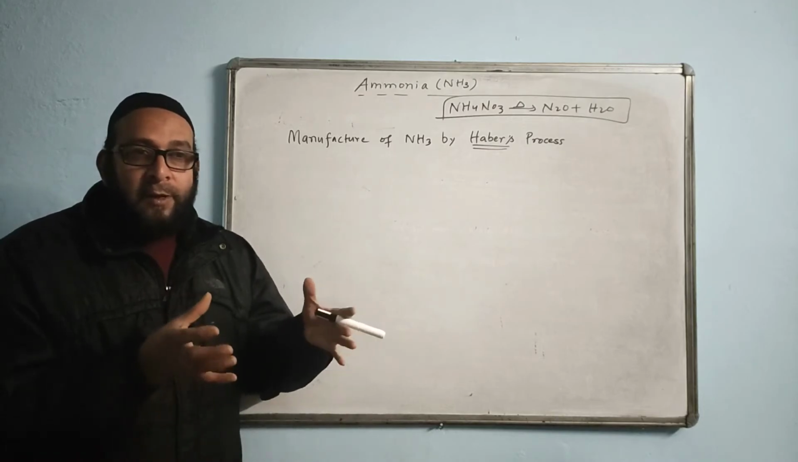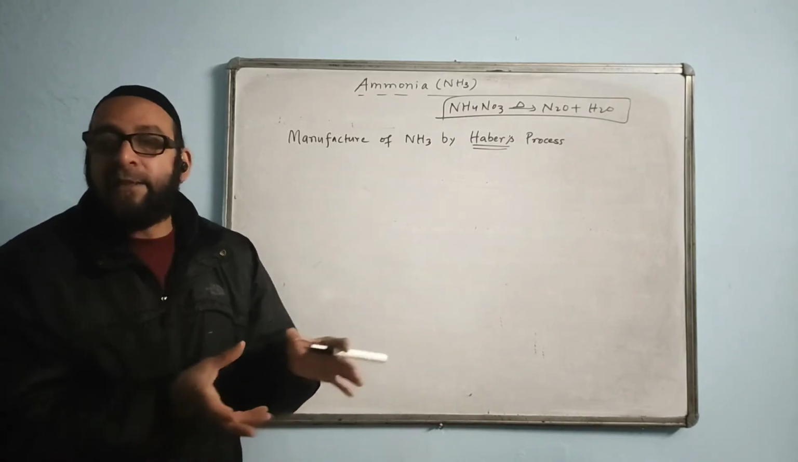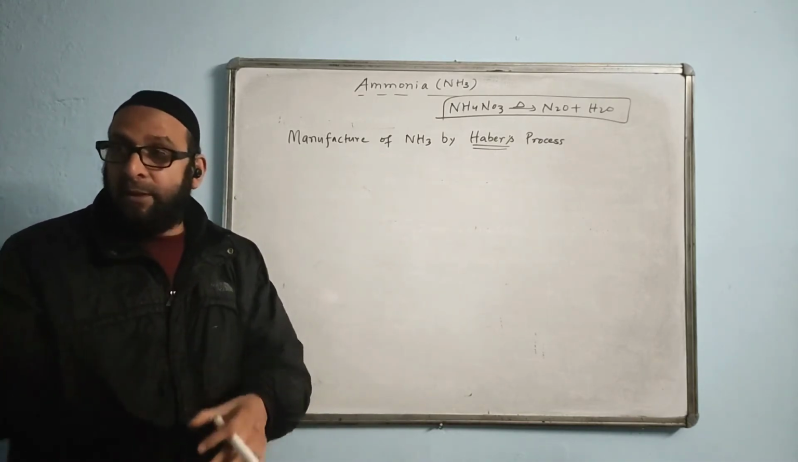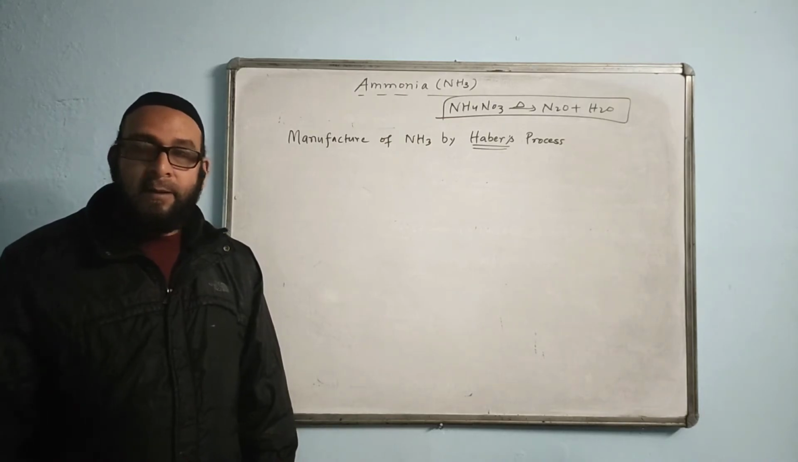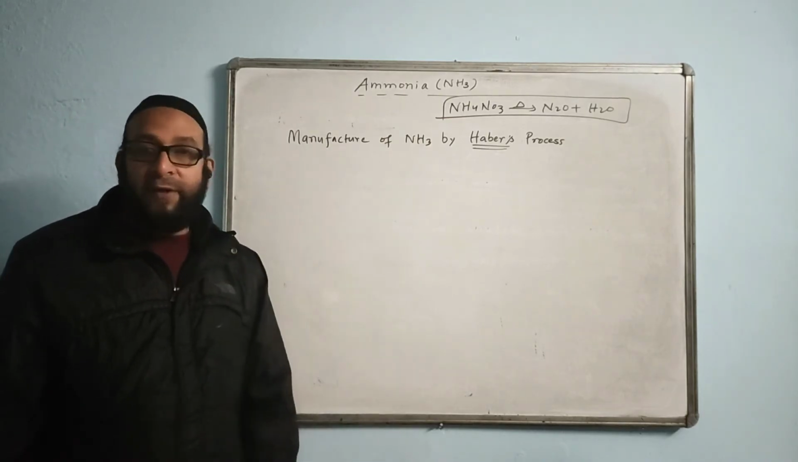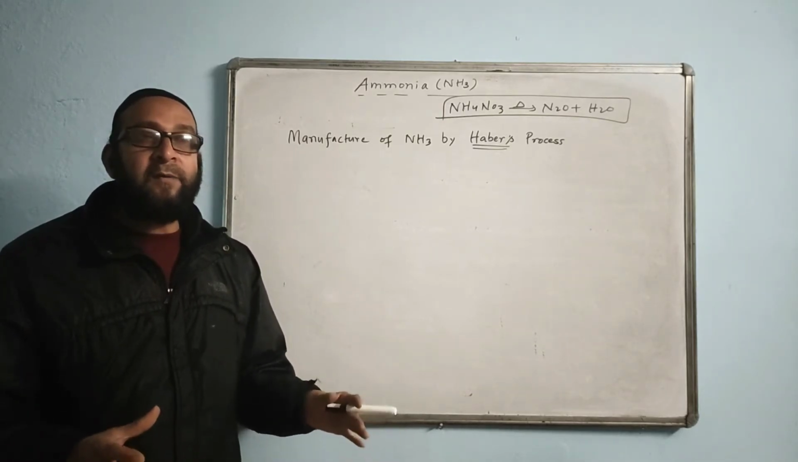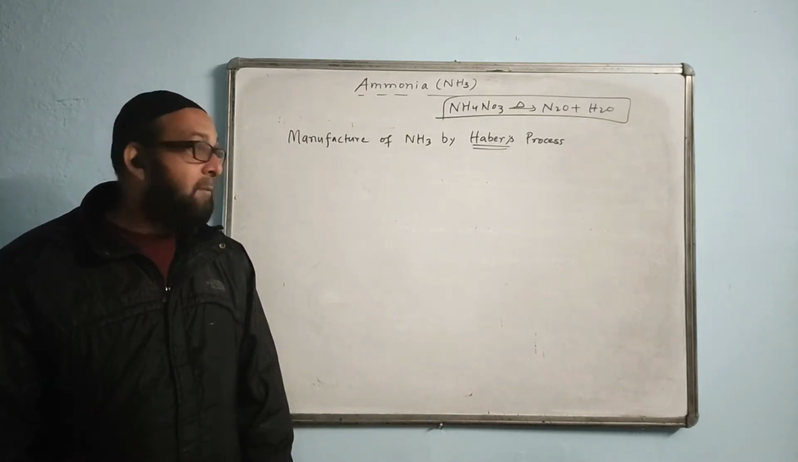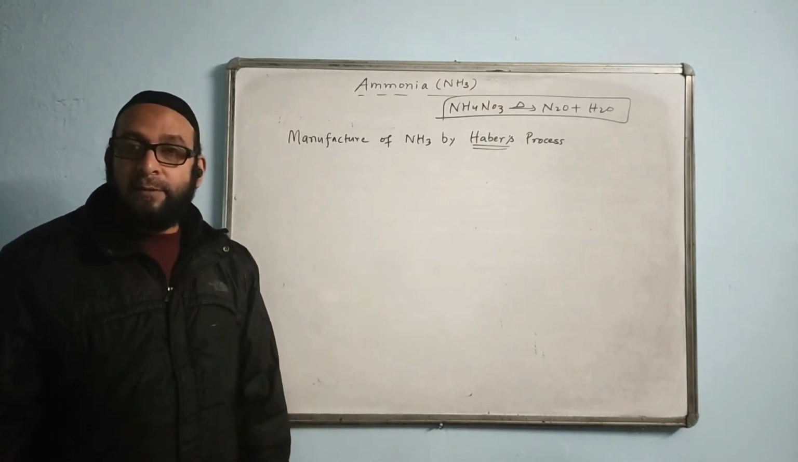From the ammonia gas plant, the gas is sent directly through pipes to those industries. And it is quite a profitable business. So we have many plants where ammonia gas is prepared. So remember it: manufacture is done by this method, Haber's process. Yes?